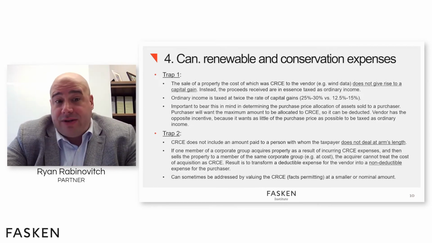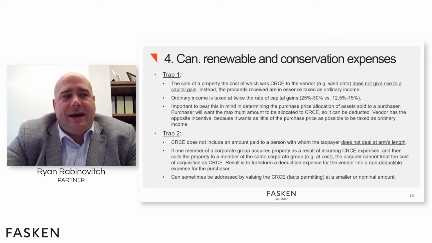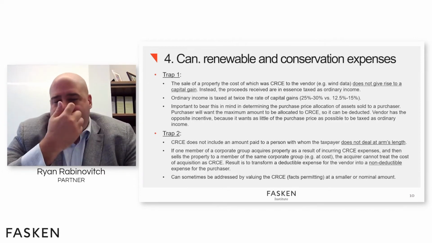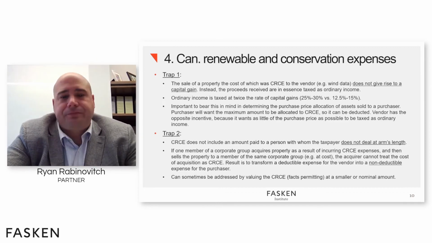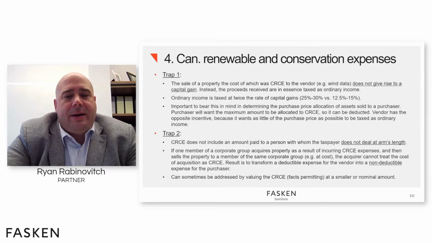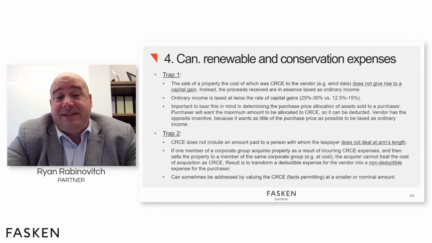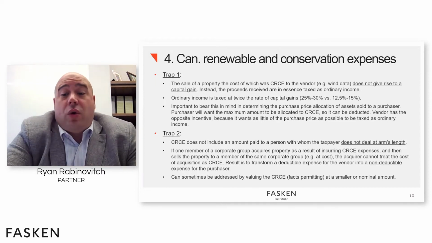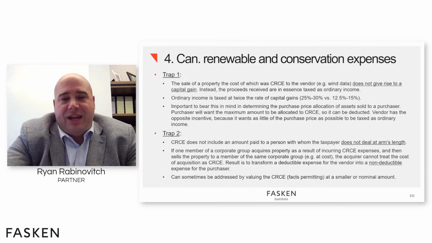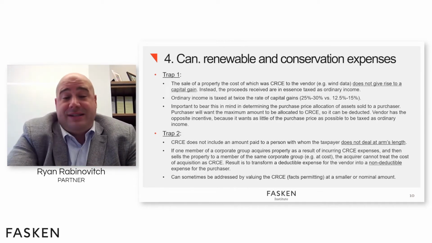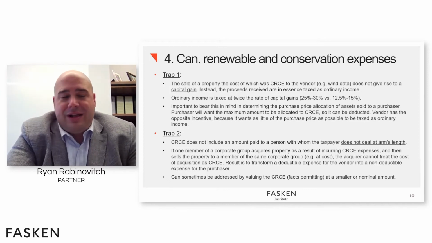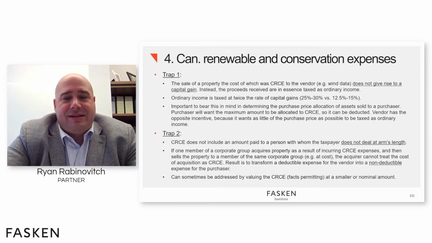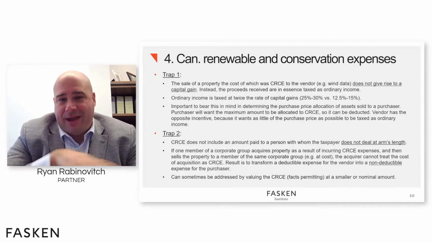And it's very important when you do that to be careful, because if the new entity that's going to bid and that's buying the assets pays for wind data, for example, in the case of a wind project, it is acquiring what would otherwise be CRCE, but because it's acquiring it from a related person in the group, the amount doesn't qualify as CRCE. So basically what you've done in that situation is you've taken something that should be CRCE and would have been CRCE to the vendor, and the new entity that you created is buying it and basically is disqualified from treating it as CRCE.